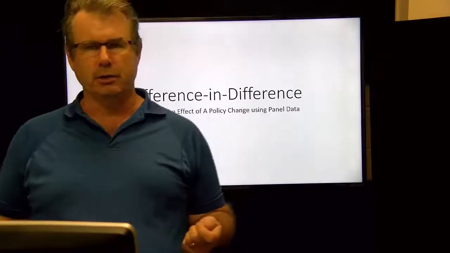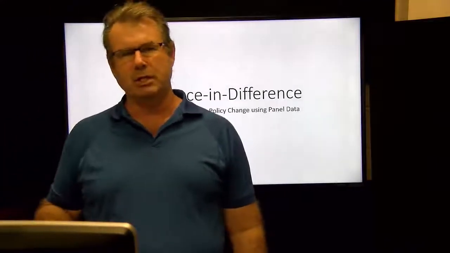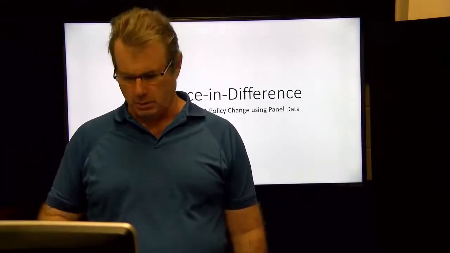So for each state there's 10 observations, 10 years. And so you'd have 50 states times 10, which would be 500 observations total.